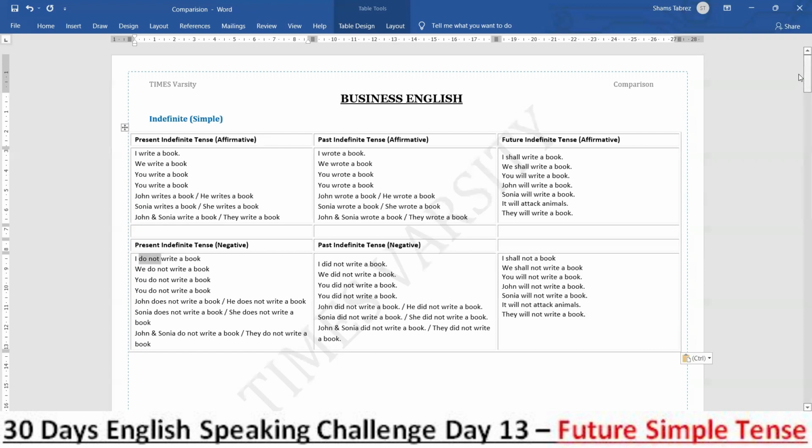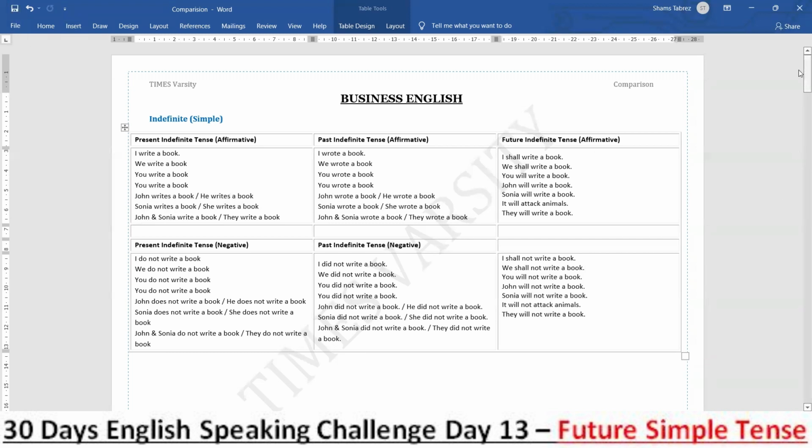Now write will come in future tense. I shall not write a book. I shall not, yeah, write is missing, right? I shall not write a book. Now it is correct? Yes, perfect.